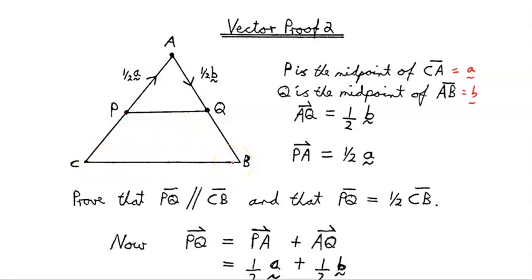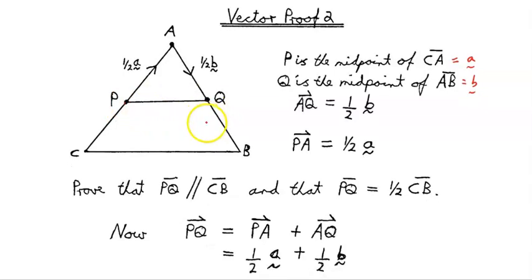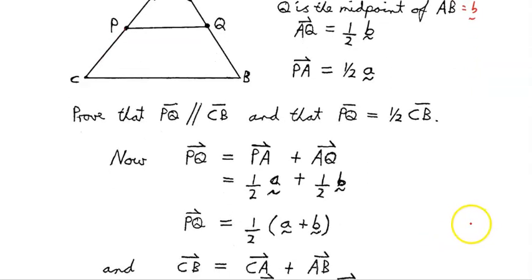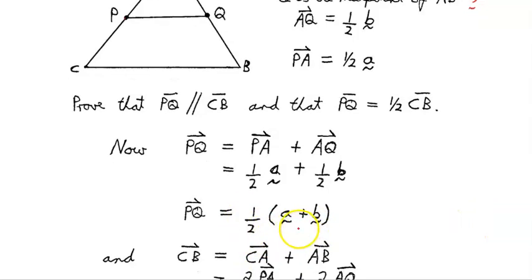All right, well, let's start here. We've got P to Q is going to be P to A plus A to Q, and that's the same as P to Q. So if I just scroll down a little bit more, we see that a half A plus a half B will give us our P to Q. We can write that, just pull out the common factor of a half outside the parentheses, we've got half of A plus B.